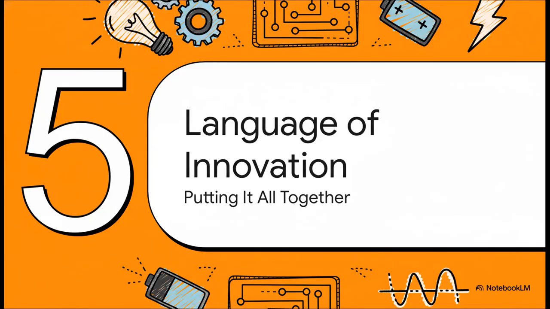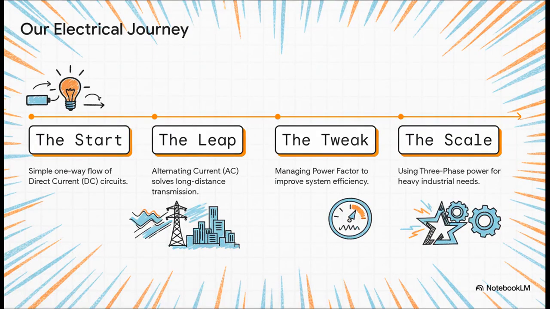So there you have it. Look how far we've come. We've gone from the simplest little battery and a light bulb all the way to the sophisticated systems that power our entire industrial world. We've learned the basic vocabulary of electricity. And if you look back, our journey shows this really clear pattern of innovation.